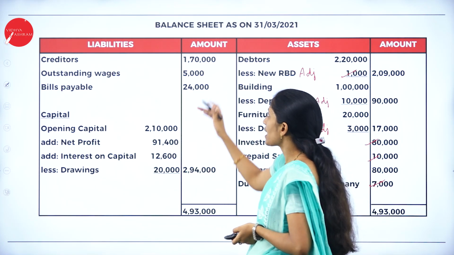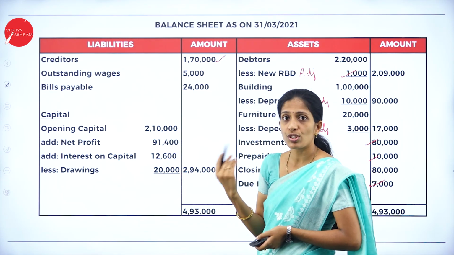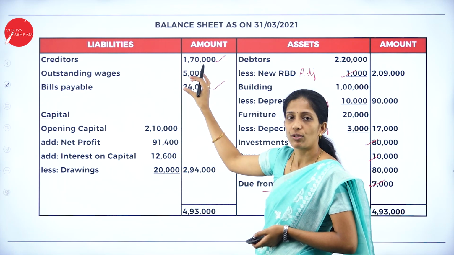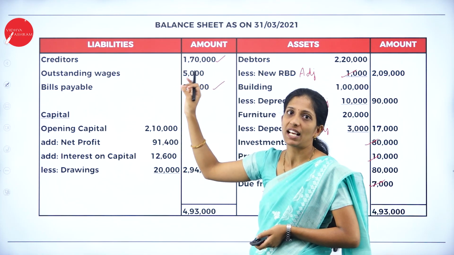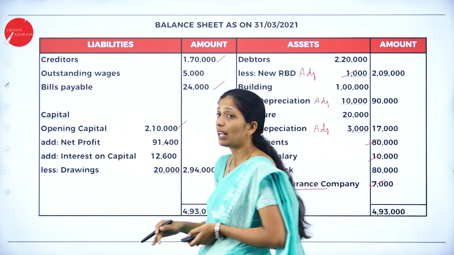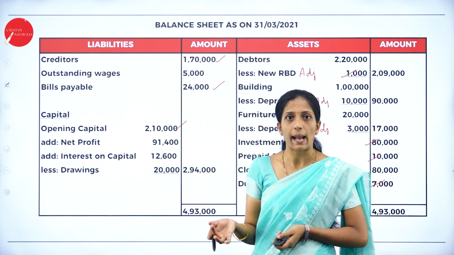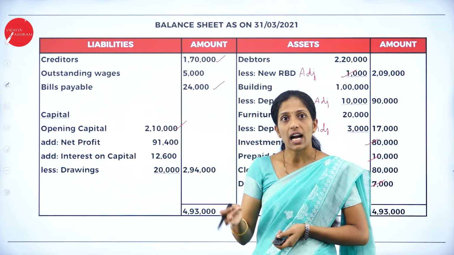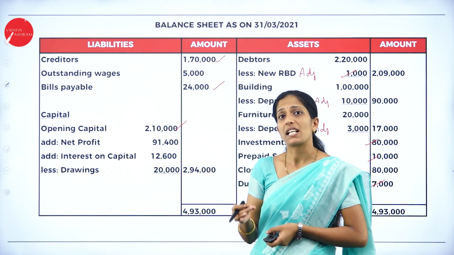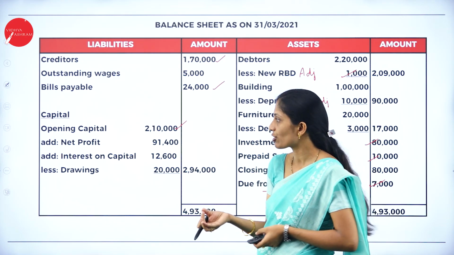Coming to your liability side, we have creditors, then outstanding wages, bills payable. So these are all things you have to write as per the adjustment as well as trial balance. Next, capital, we have opening capital. What are the adjustments to be made for capital? Opening capital, add additional capital, add net profit, add interest on capital, minus drawings, minus interest on drawings.